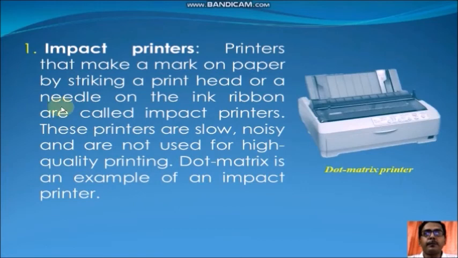Impact printers. Impact printers are the printers that make a mark on paper by striking a print head or a needle on the ink ribbon, and these are known as impact printers. So in front of the print head, there is a metal print head with pins which come out, and in front of the print head is a ribbon, an ink ribbon. In front of the ribbon is a paper. So the print head strikes on the ribbon, and the ribbon strikes on the paper and makes a mark or impression on the paper. So that's why they are called impact printers.